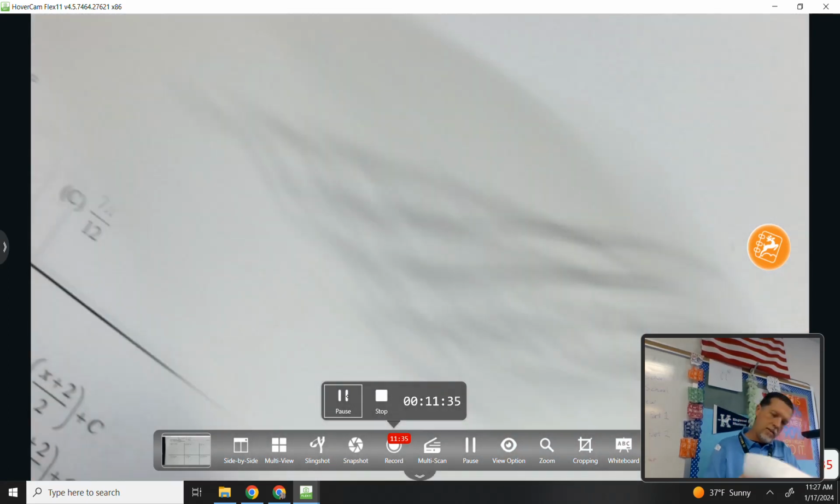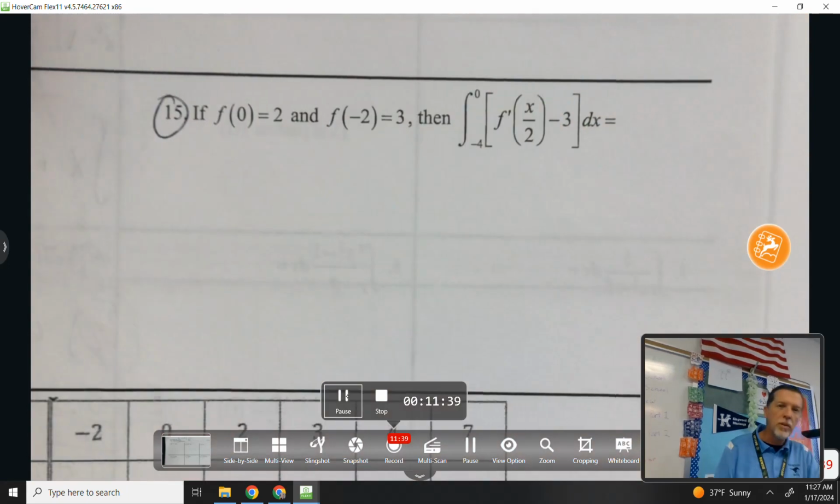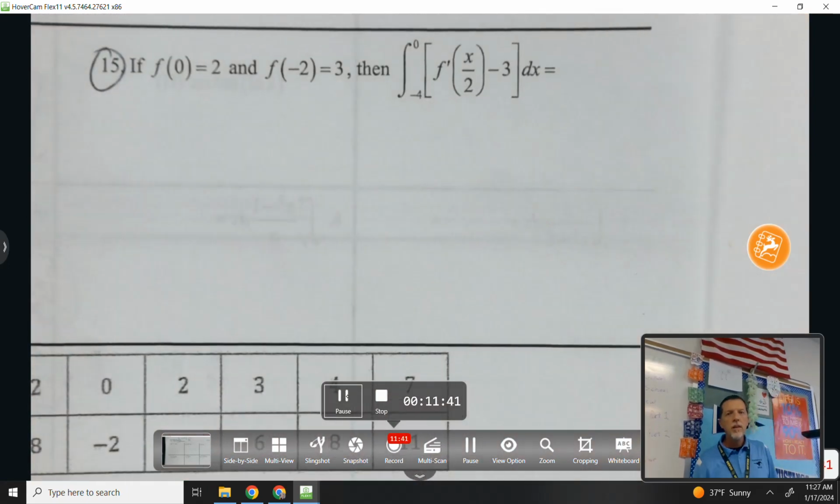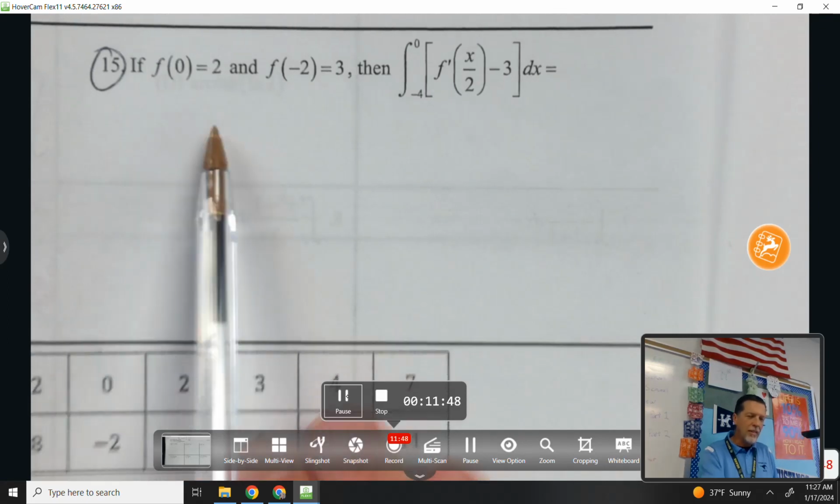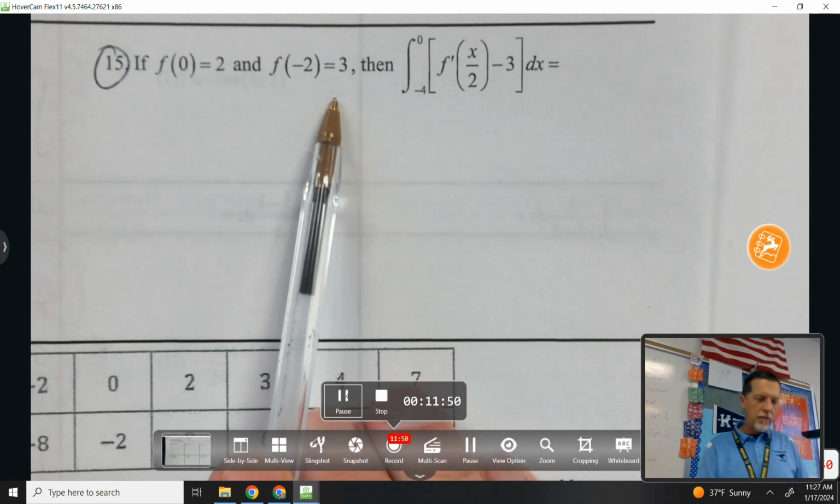Let's see, that was 12. Oh, this is the easy class to keep up with because we're doing multiples of 3. So number 15, excuse me. 5th one we've done today. Number 15. F of 0 is 2. F of negative 2 is 3.